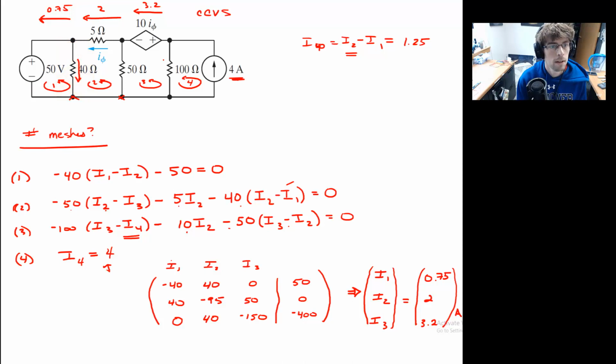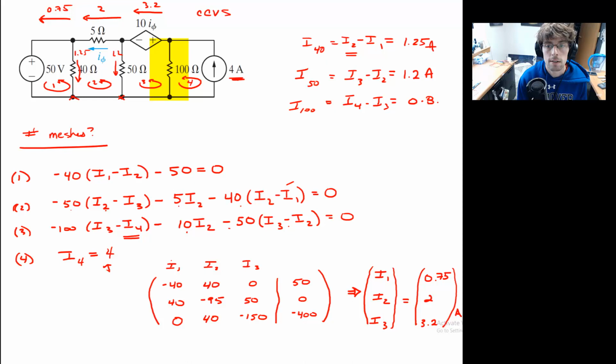Same thing, the current through the 50 ohm resistor, I will write it as I3 minus I2. And that would give us 1.2 amps. Again, in the direction of I3, going down through that resistor. So this would be 1.25. This will be 1.2. And similarly, if I want the 100 ohm resistor, I'll say I4 minus I3, which gives us 0.8 of an amp.